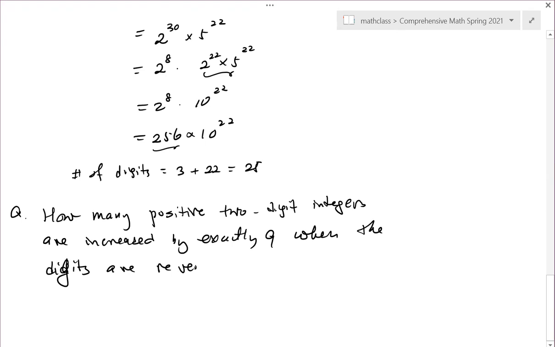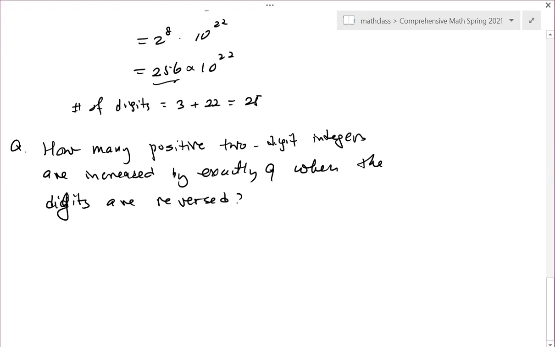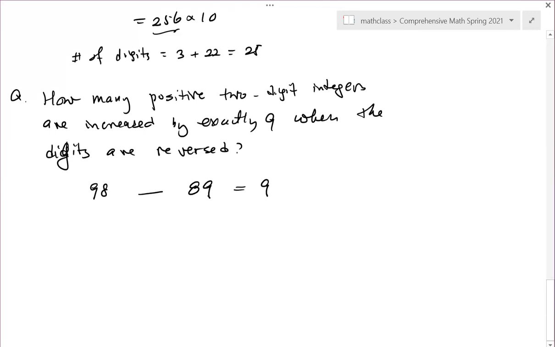Let me show you an example first. Suppose you have 98, okay? Then you reverse it and you take the difference. You find out it's 9. Okay, this is one example. 98 is such a positive 2-digit integer.